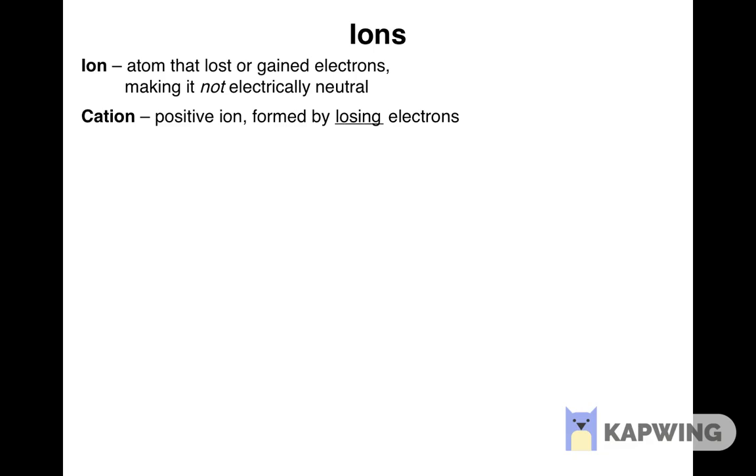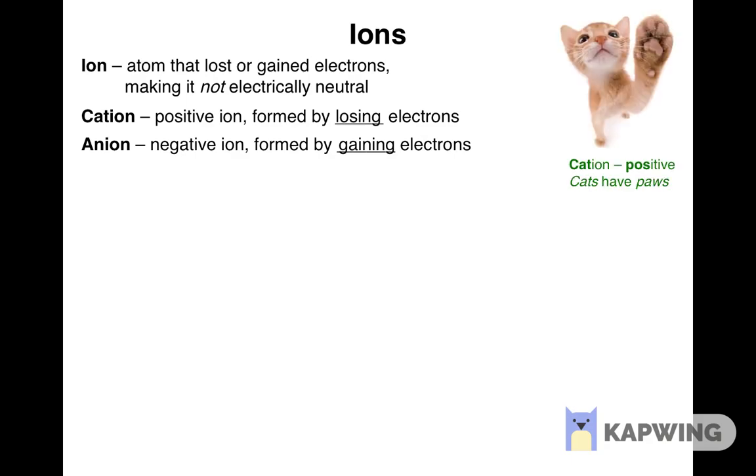If an atom gains one or more electrons, the total number of electrons around the nucleus becomes greater than the number of protons in the nucleus. So the overall charge of the ion is negative. Negative ions are called anions. Students sometimes confuse the charges of cations and anions. A useful mnemonic is: cats have paws and cations are positive.